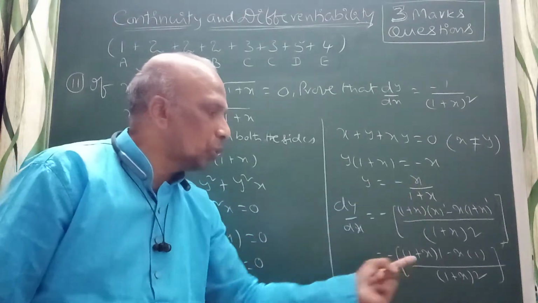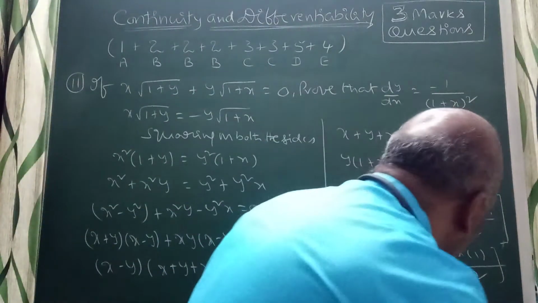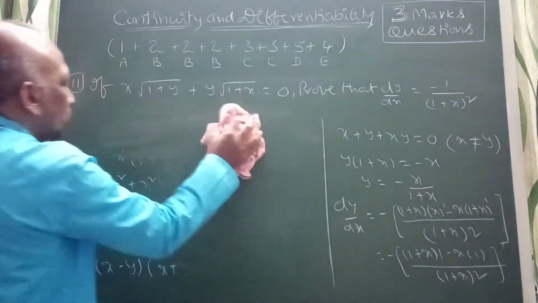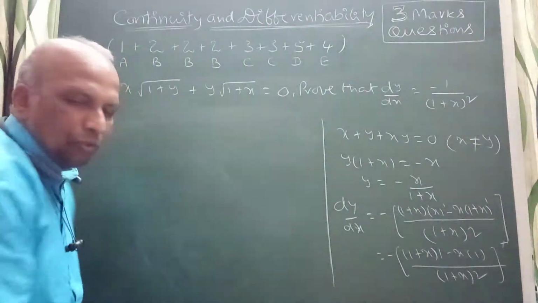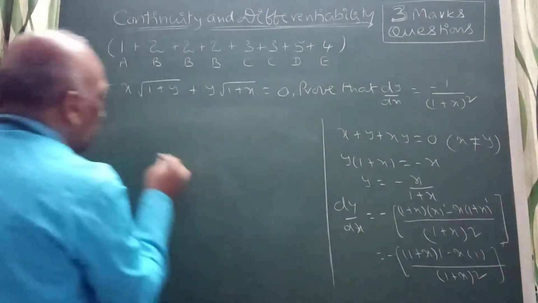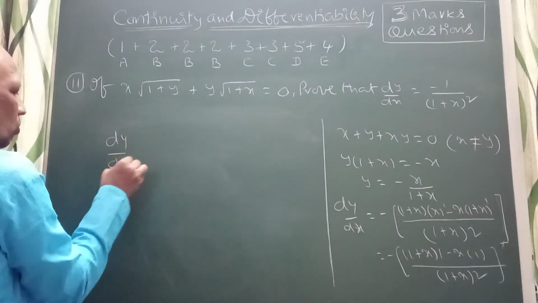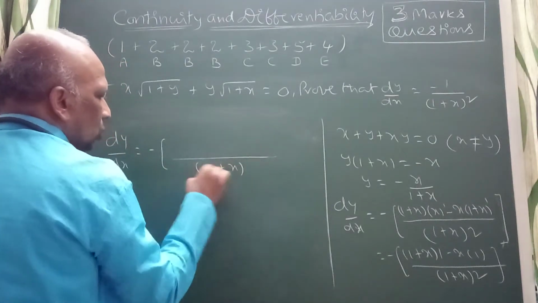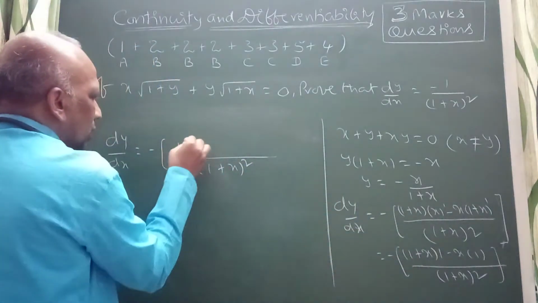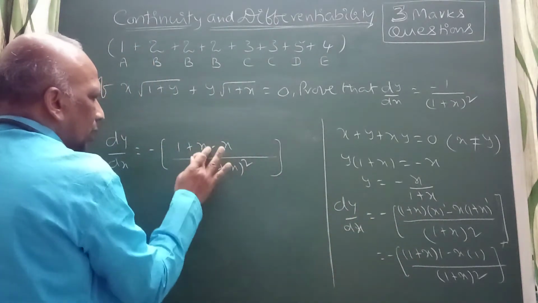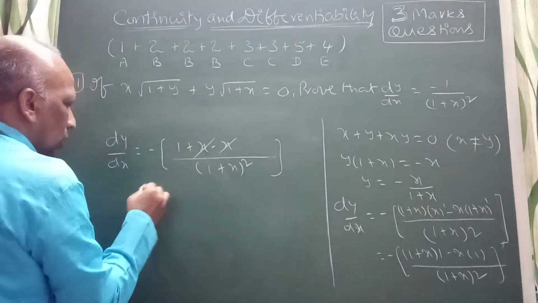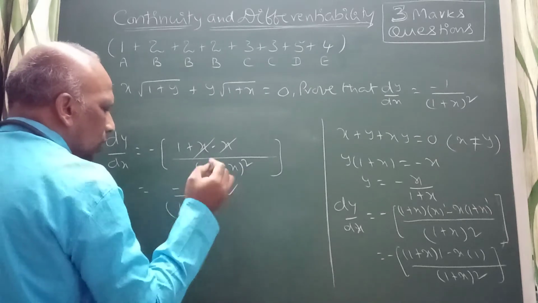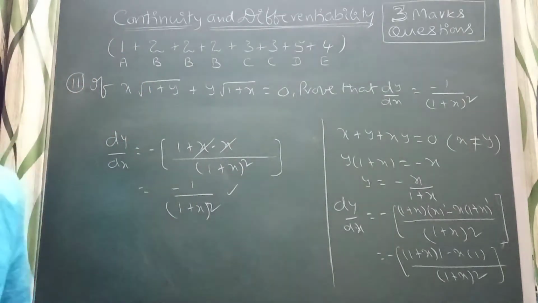Now you can do the quotient rule. Now the final answer I can write here. After writing this, if we simplify, you will get dy by dx equal to minus of, denominator (1 plus x) whole square, numerator 1 plus x minus x. So the x's get cancelled. Answer is minus 1 by (1 plus x) whole square. So this is your right answer, the required answer.